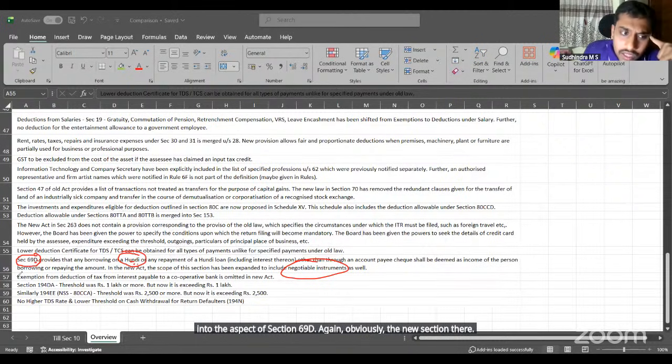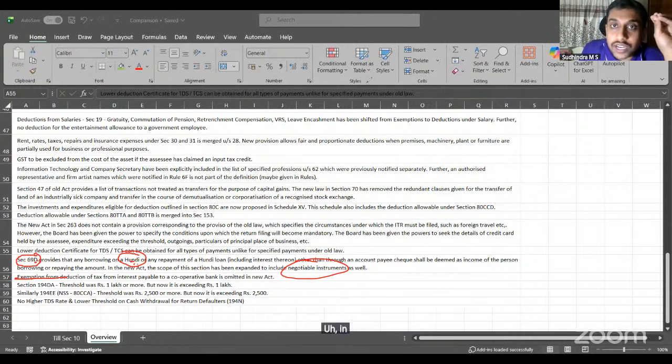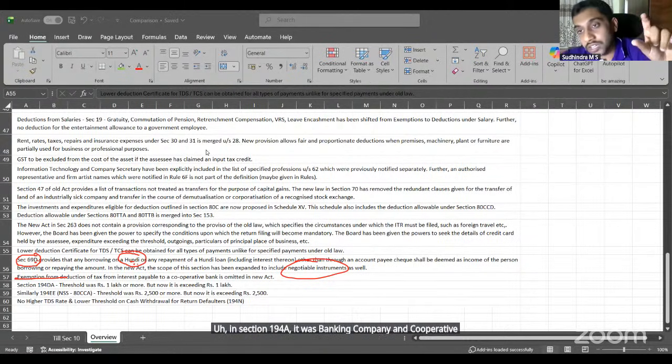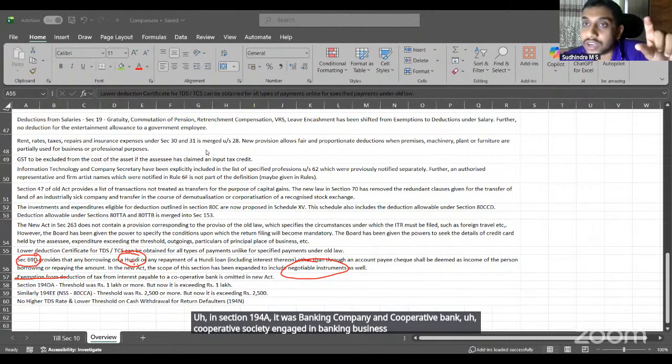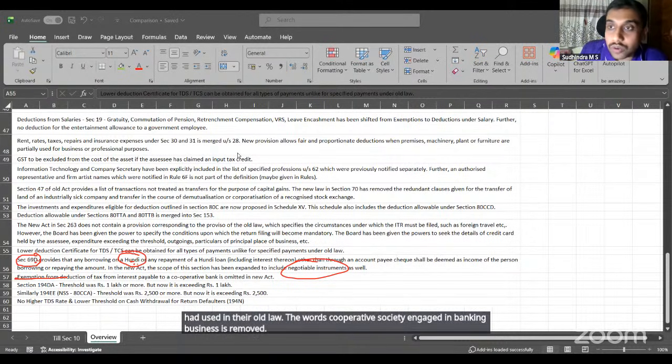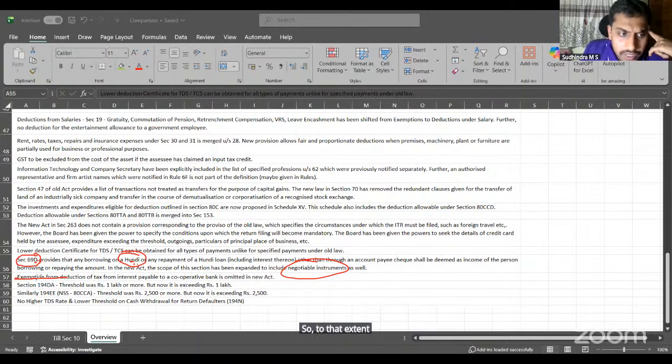Then, with regard to TDS, exemption from deduction of tax from interest payable to cooperative banks. In section 194A, it was banking company and cooperative bank, cooperative society engaged in banking business. That was the wording that they had used in the old law. The words cooperative society engaged in banking business are removed. So to that extent, the exemption might be withdrawn with regard to TDS.